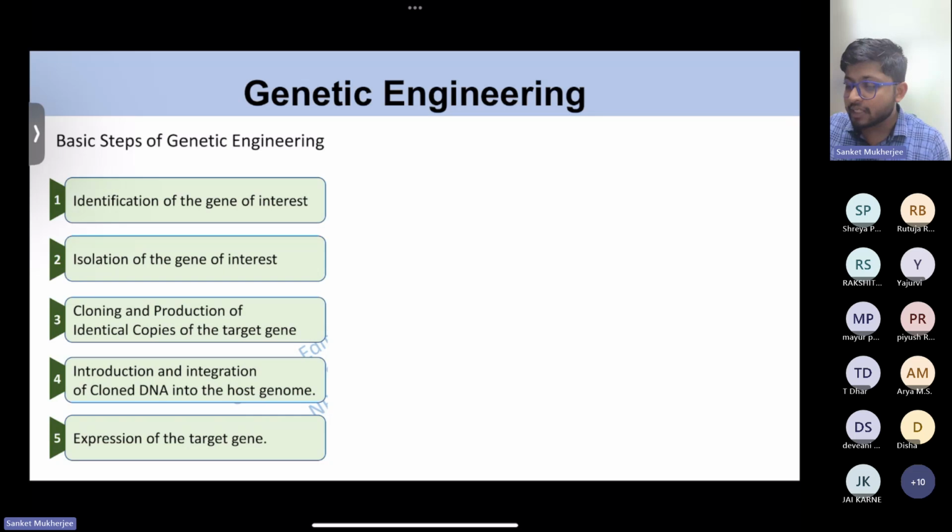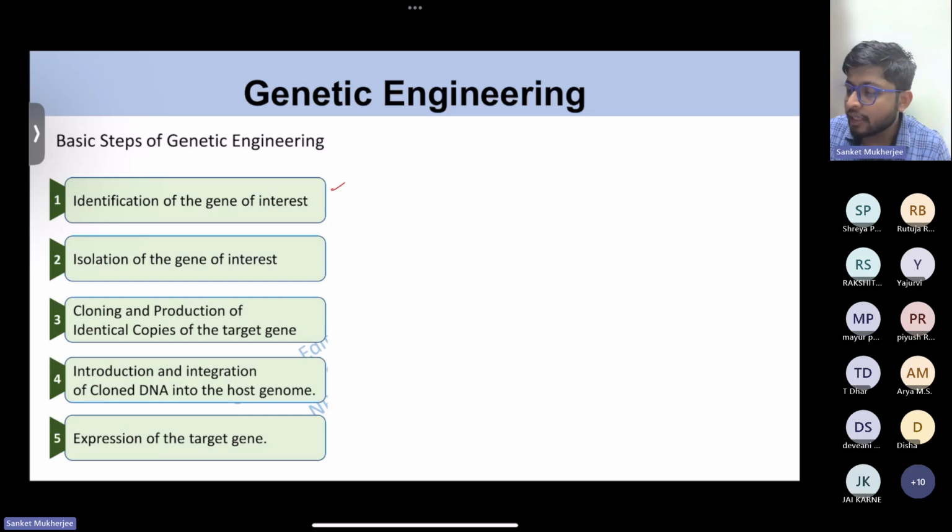Now, the basic steps in genetic engineering: firstly, identification of the gene of interest. Let's say you want to have this antibiotic resistance gene inserted, so you need to identify which particular location and which particular gene in the bacteria has this antibiotic resistance. Identification is the first step. Then you need to isolate it. And then there is cloning. So how is cloning done?